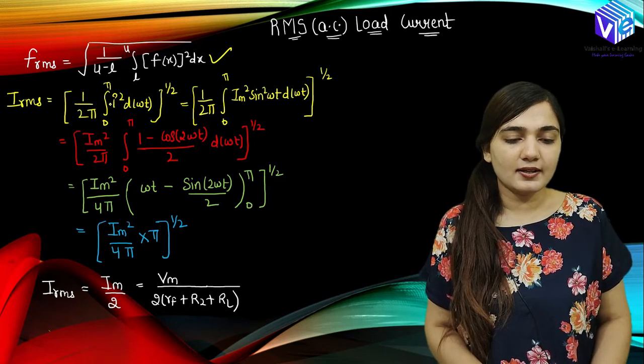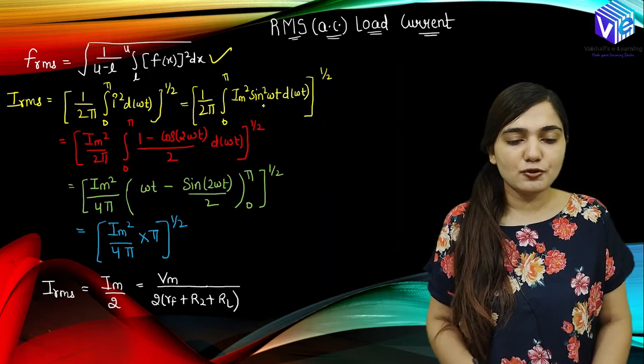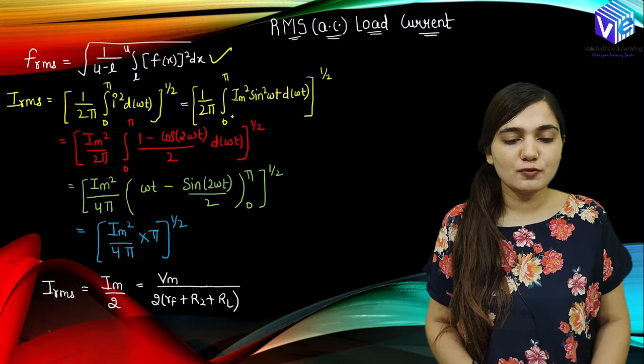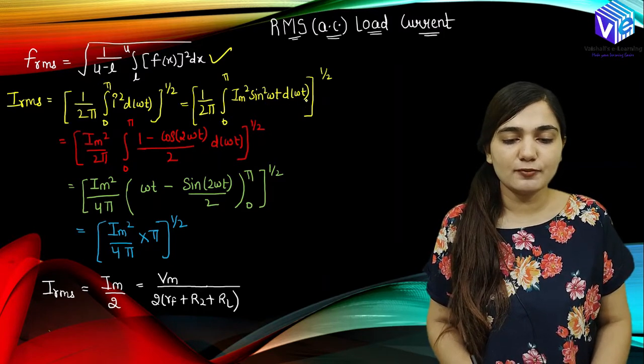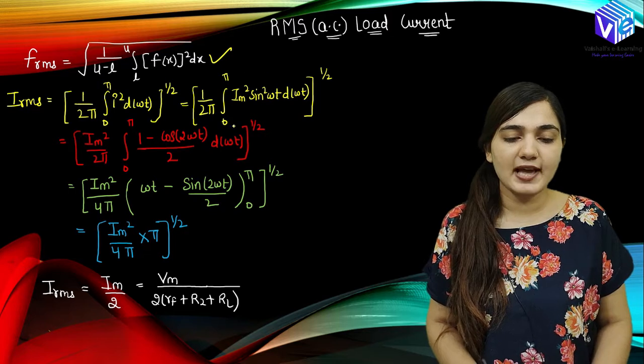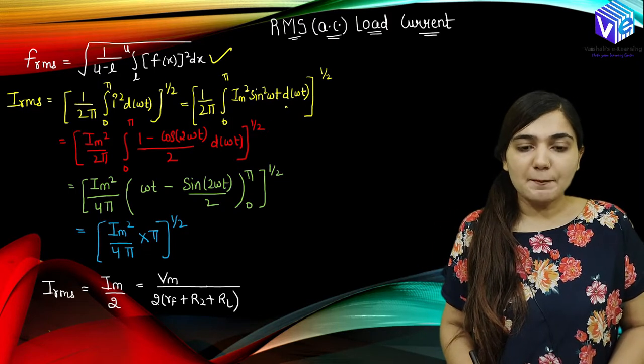So what is I over here? I is again Im sine omega t from 0 to pi. So I will be taking 1 upon 2 pi from 0 to pi Im square sine square omega t d omega t, right? So this is how I will be calculating the root mean square. Now I just need to simplify it.